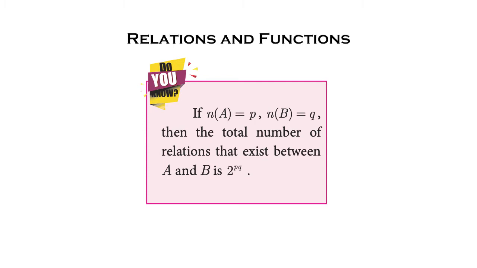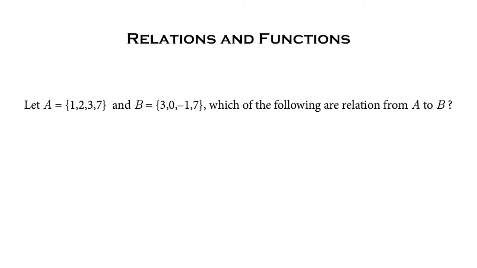Now let's move on to the exercise, girls. With the help of the problems, you will be able to understand clearly. Let A equal 1, 2, 3, 7 and B equal 3, 0, minus 1, 7. Which of the following are relations from A to B? There are 4 subdivisions below that which we have to find out whether they are relations or not. I'll teach you 2. The remaining 2 you can try by yourself.